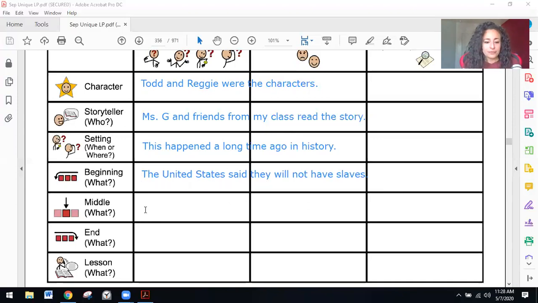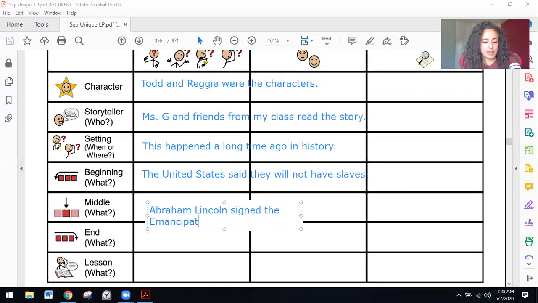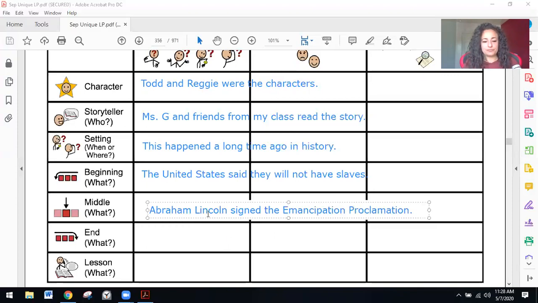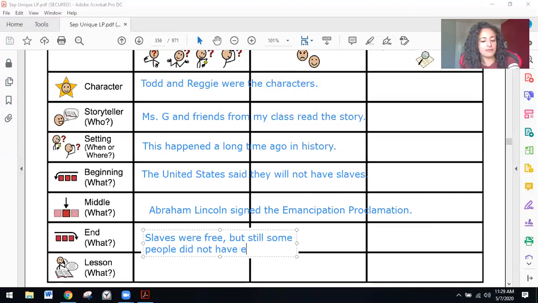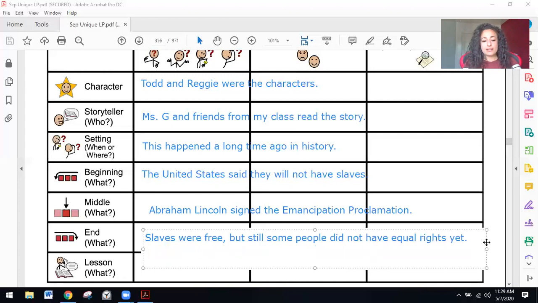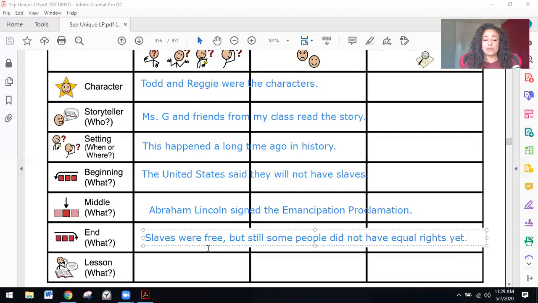And then in the middle, Abraham Lincoln signed the Emancipation Proclamation. Okay, that's what happened there. In the middle, that's in the middle. Abraham Lincoln signed the Emancipation Proclamation. What happened at the end? Okay, slaves were free, but still some people did not have equal rights yet. Correct? Do you guys agree on that? Right? Slaves were free, but still some people did not have equal rights yet.